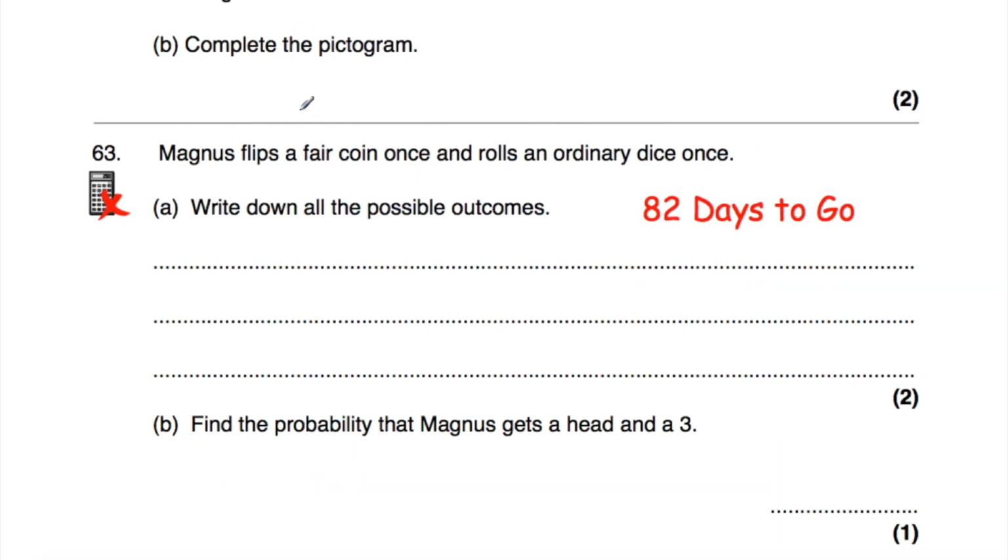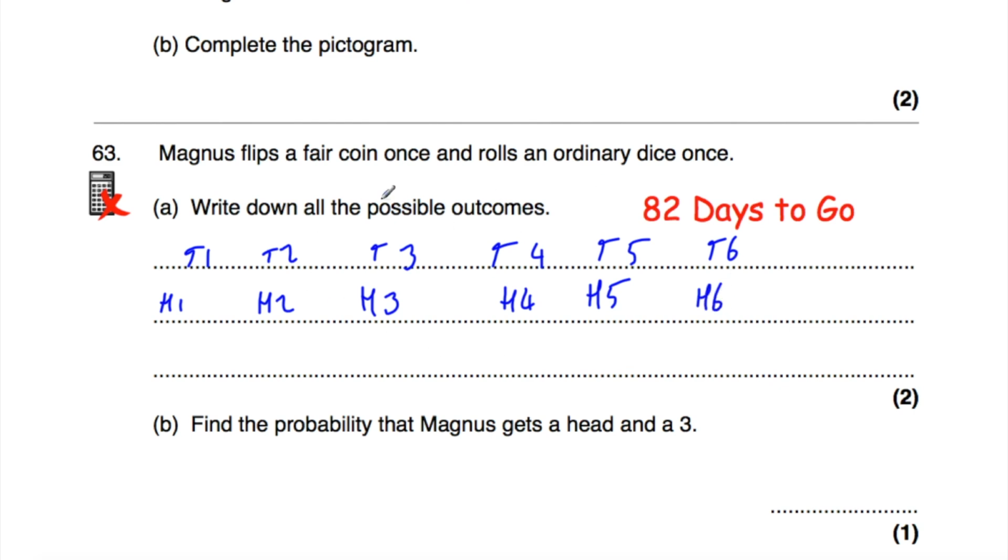Okay, our next question. Magnus flips a fair coin once and rolls an ordinary dice. List all possible outcomes. Well, he could get a tail and a 1, a tail and a 2, a tail and a 3, a tail and a 4, a tail and a 5, and a tail and a 6. He could get a head and a 1, a head and a 2, a head and a 3, a head and a 4, a head and a 5, and a head and a 6. And that's it. That's all the possible outcomes.